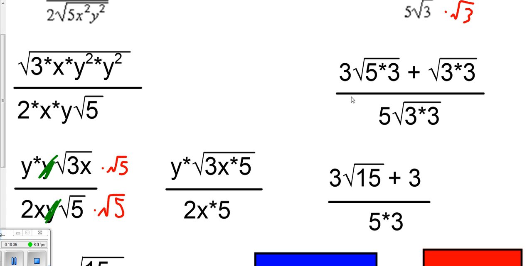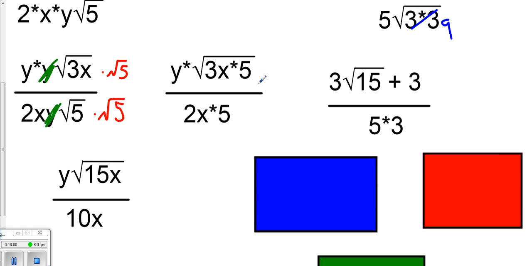Simplifying that down, this piece becomes 3 times the square root of 15. This piece, 3 times 3 is, I'll do that over here, 9, and the square root of 9 is 3. Same thing, 3 times 3 is 9, square root of 9 is 3, so we have 5 times 3 on bottom. Now we could simplify this right away and call it 15. I'm going to leave it as 5 times 3 to kind of help us see some more canceling later.